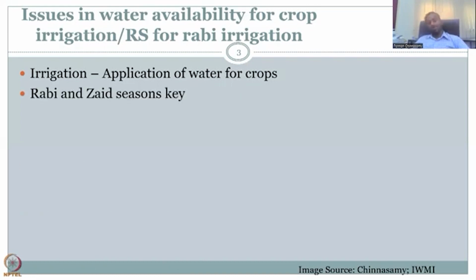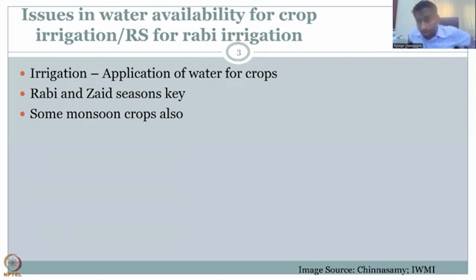So we have two seasons, Rabi and Zaid, which are the key for irrigation cycles. Rabi and Zaid are supported by irrigation, not the monsoon. Some monsoon crops also take irrigation water. For example, especially during the climate change scenarios, when there is not enough water available in the rain season, or the dams are not filled up during the rain season, then more water needs to be supplied either through groundwater or canal irrigation from other resources.